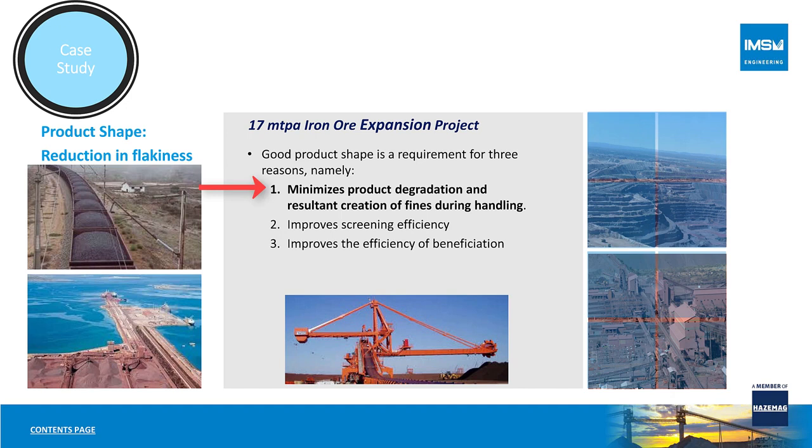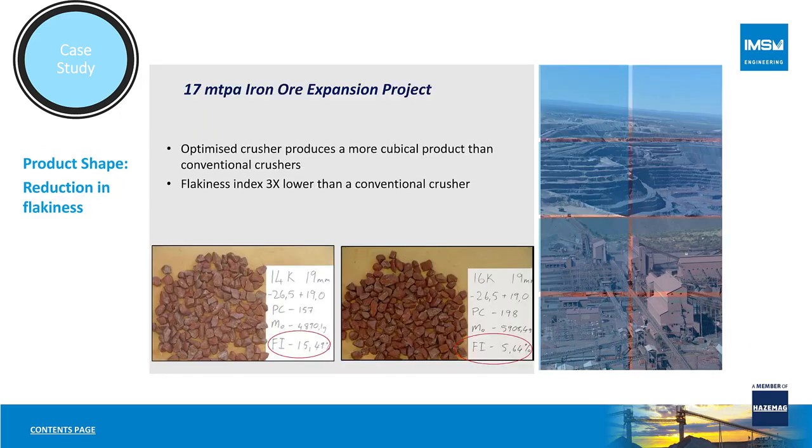In addition to this, product with a good shape improves screening efficiency and improves the downstream beneficiation, be that DMS or jigging. So by employing the same optimized crushing chamber, it was shown that the product had a flakiness index 3 times lower than a conventional crusher. This results in a product that doesn't degrade during handling and ultimately a higher price for the customer.